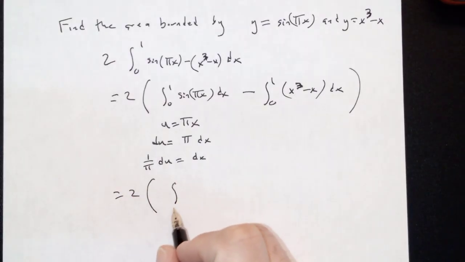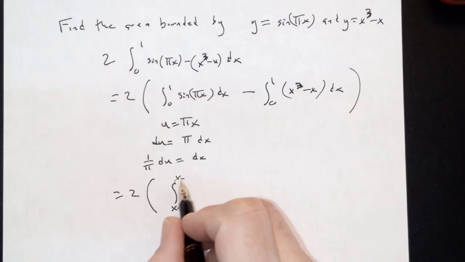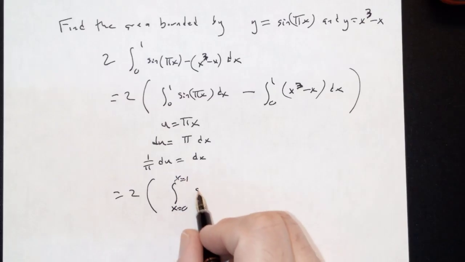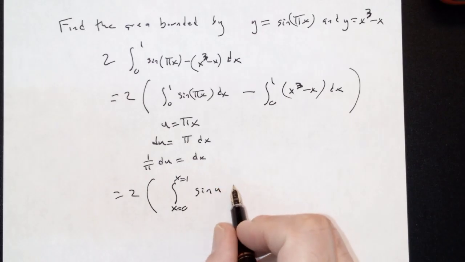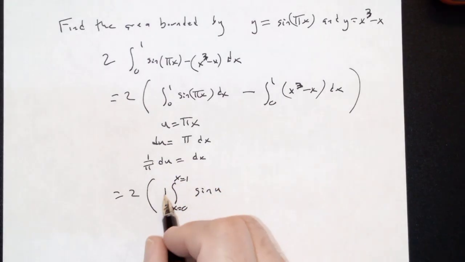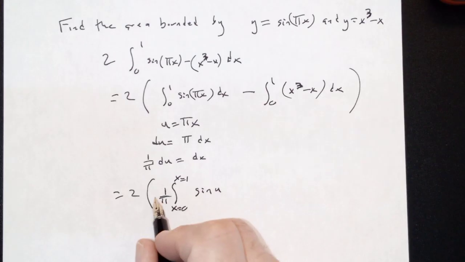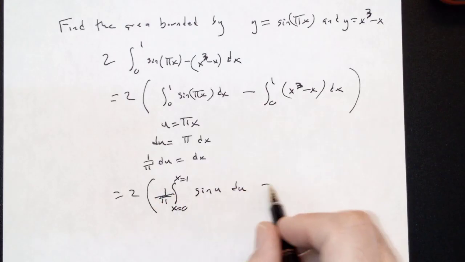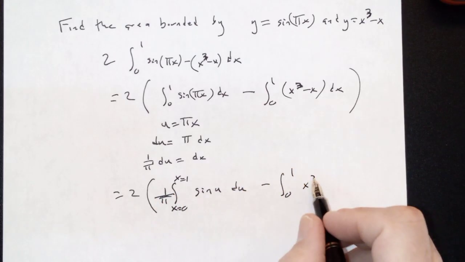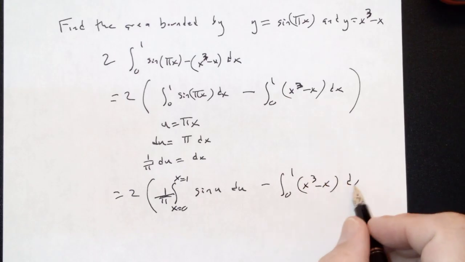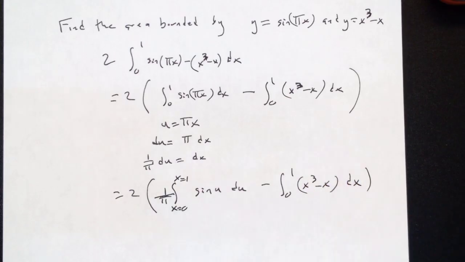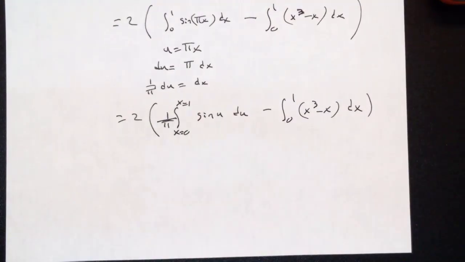Then this becomes the integral from x equals 0 to x equals 1. Sine of u. I get a 1 over pi. I'm going to put that out front for the moment. Du minus the integral from 0 to 1, x cubed minus x dx. I've not actually done any antiderivatives yet. I've just done the setup with the u substitution.